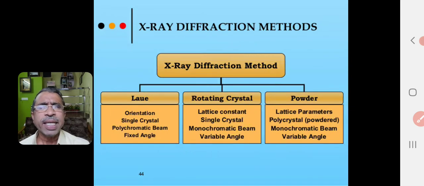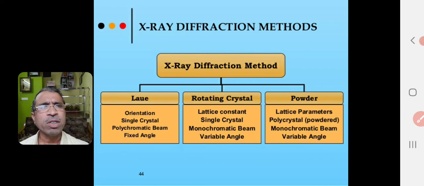Now, after knowing the derivation of the Bragg's equation, let us take another topic: using X-ray diffraction studies, how to determine the crystal structures. So let us restrict our study to the simple cubic structure, body-centered cubic structure, and face-centered cubic structure. Now, using the X-ray diffraction method, there are 3 ways of finding the crystal structure.